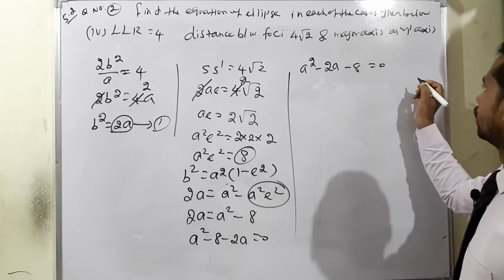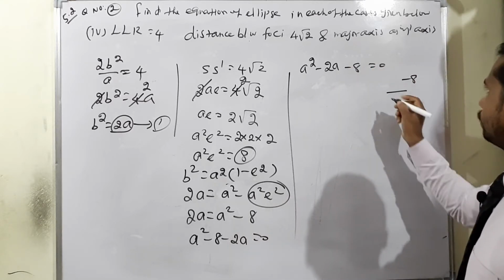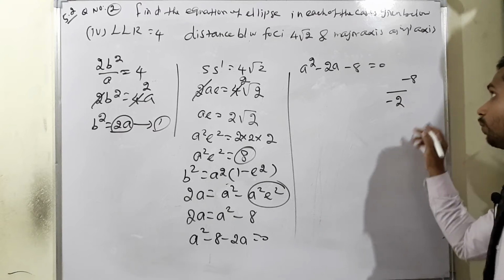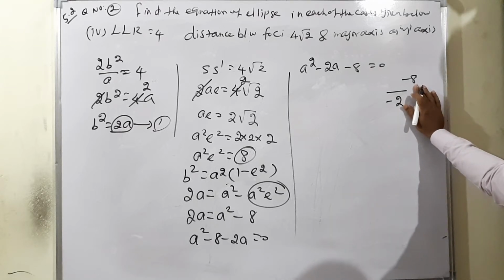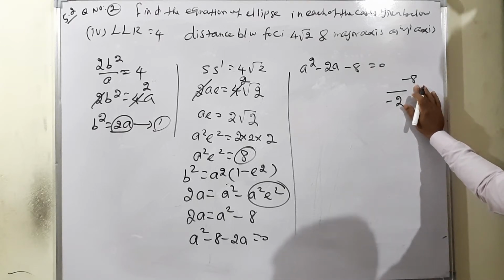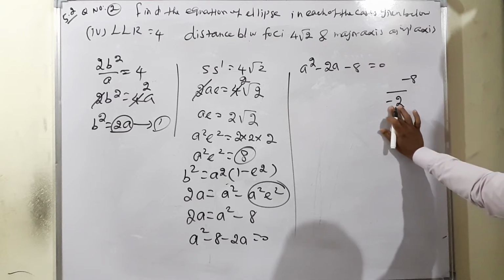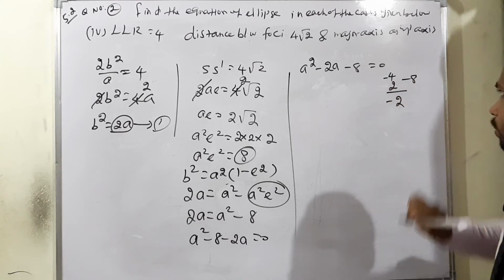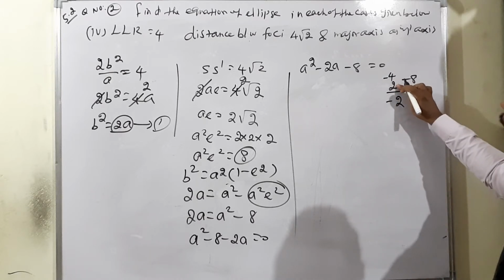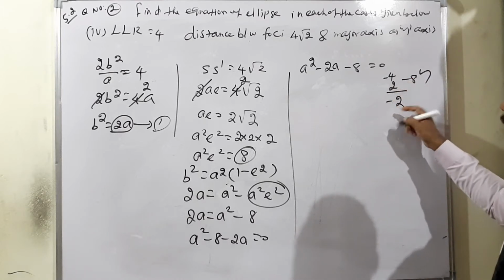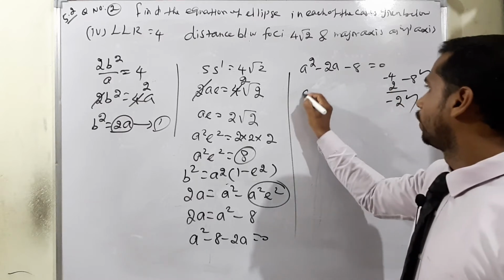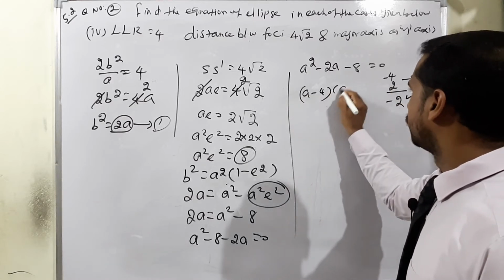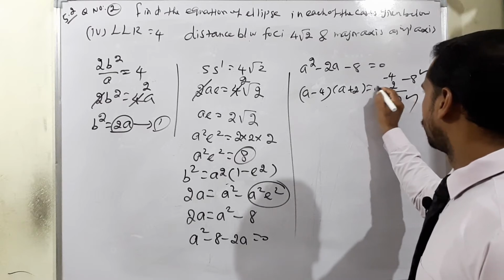Sum product rule. Product means negative 8, sum means negative 2. Already I told you, if the product has a negative sign, we select one positive and one negative, but we should write the bigger number on the negative side because the sum is negative. Therefore we write negative 4 comma positive 2. Look at that, negative 4 into 2 means negative 8, negative 4 plus 2 is equal to negative 2. Therefore we can write a minus 4 and a plus 2 is equal to 0.